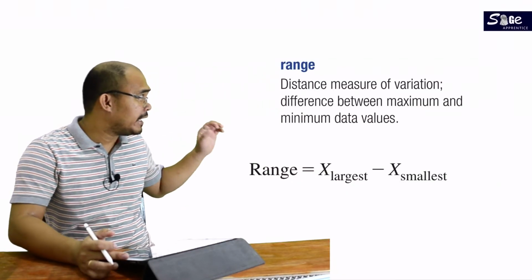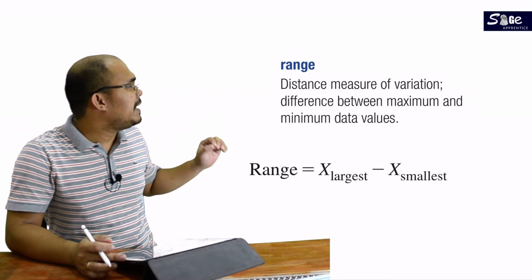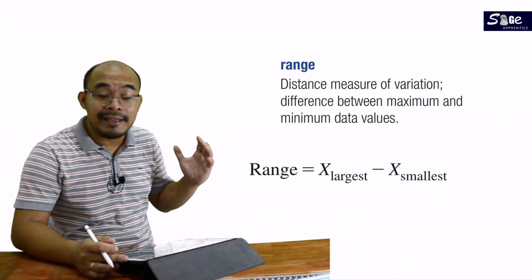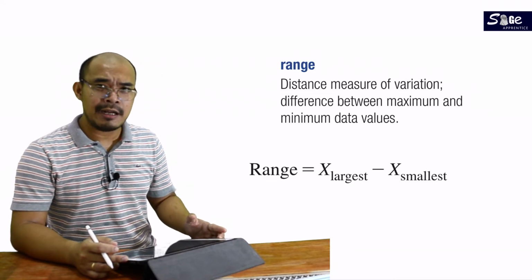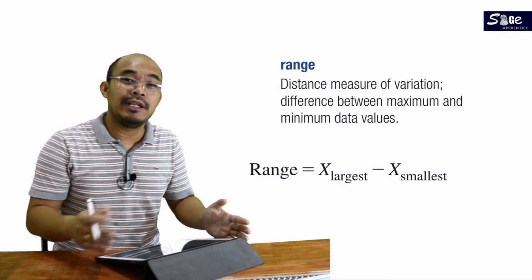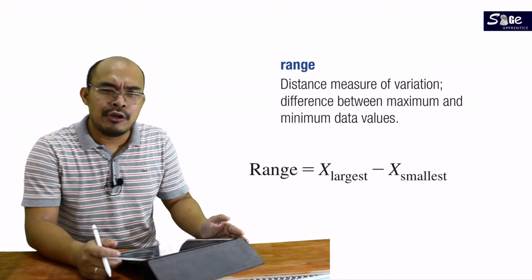So, let's take a look at the simplest statistic first. Yung tinatawag nating range. So, by definition, range is the distance of variation. So, it is the difference between the maximum and the minimum values. So, to get the range, just get the largest value and then subtract it with the smallest value. So, automatically, yun na yung range mo.